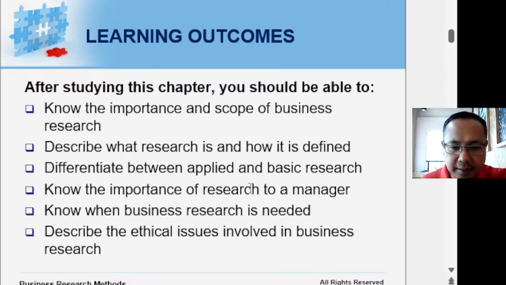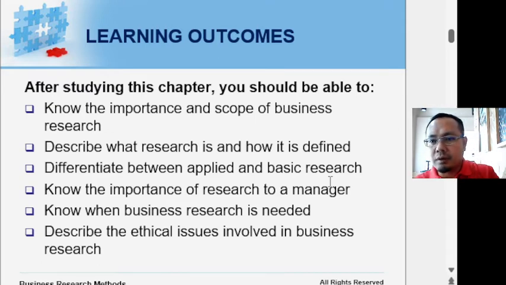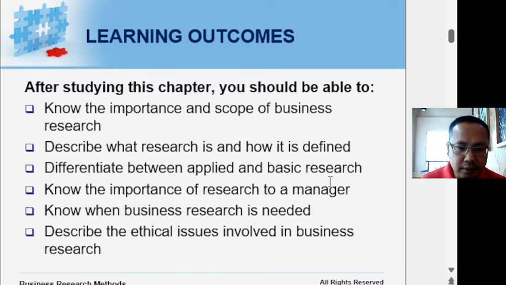Differentiate between applied and basic research. So business research refers to applied research. Basic research normally is just to fill a gap in theory or framework, but applied research is more about solving a problem by using a theory or framework that was introduced before. Okay, and then know the importance of research to a manager. Know why business research is needed, and describe the ethical issues involved in business research. So there are some ethical issues involved in business research.